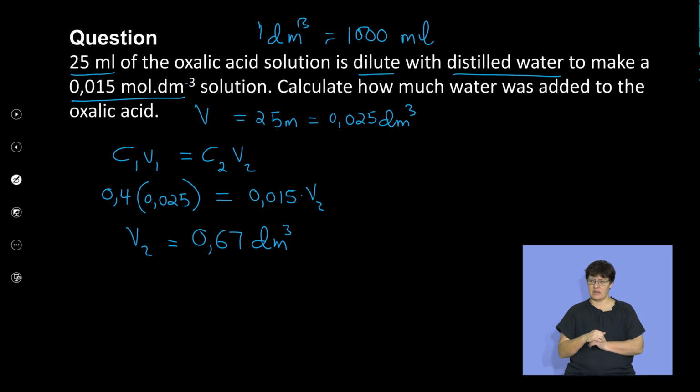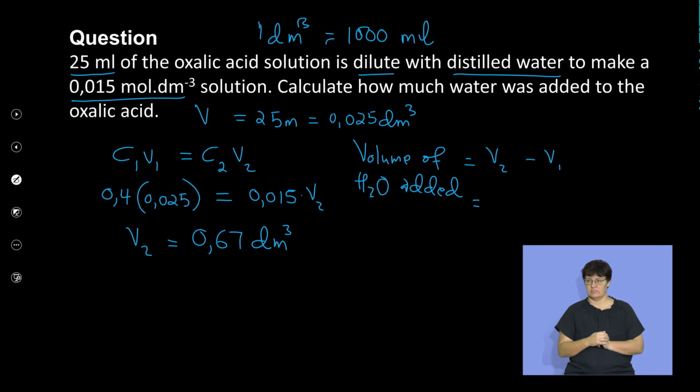Now, if the initial volume was 25 mils, and then the new volume is 67 mils, because this is like 67 milliliters. So how much water was added? So we are saying volume of water added is actually equal to V2 minus V1 in a dilution, okay? So the second volume, the new volume is 0.67, less the initial volume of the solution, which is 0.025. So everything is in cubic decimeters.